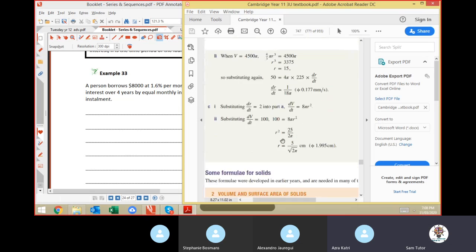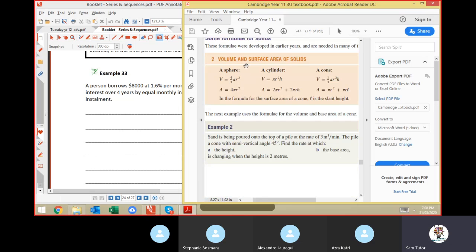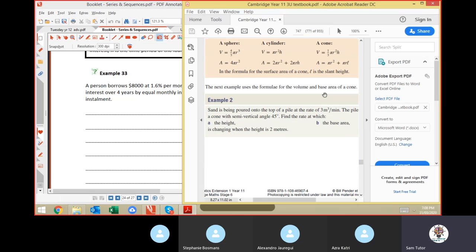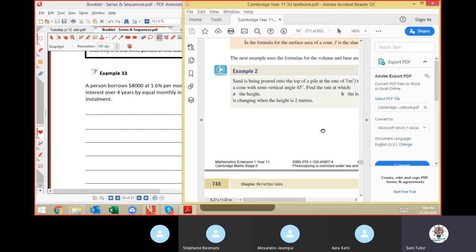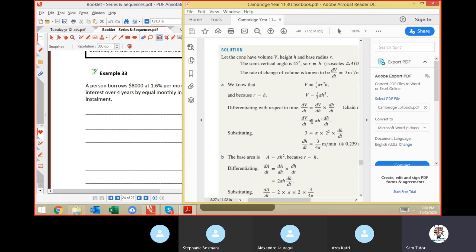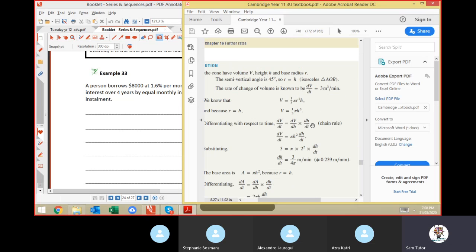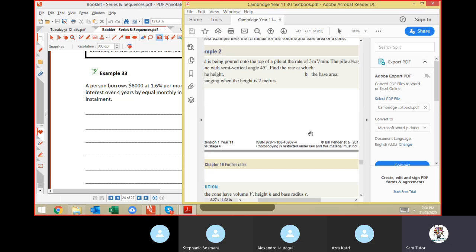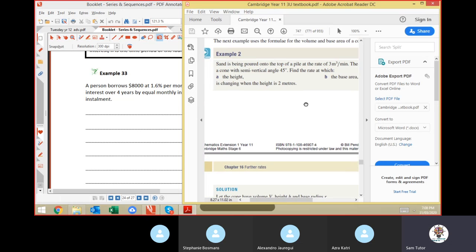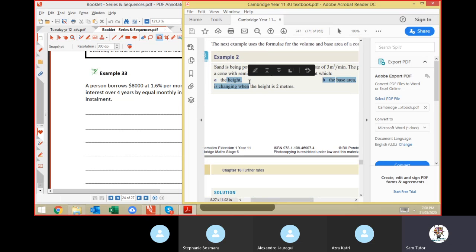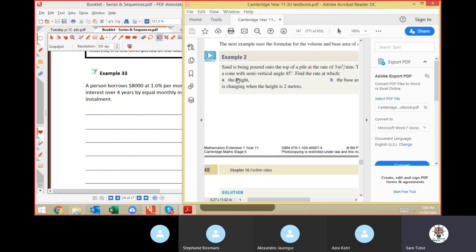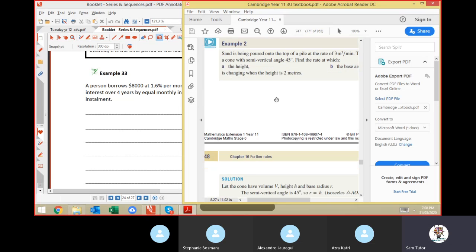Yeah. And it just keeps happening over and over again. You do need to know your formulas for everything, but like dV on dt again is dV on dh times dh on dt. Why did they pick h? Must have been in the question here. The height. Find the rate at which the height is changing. So you need to find dh on dt.